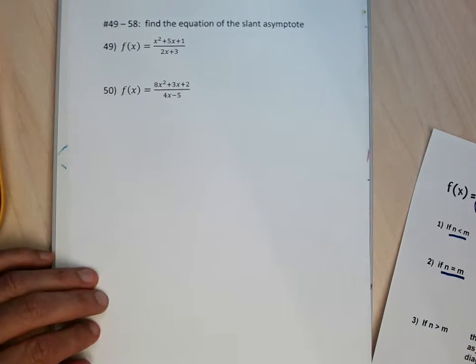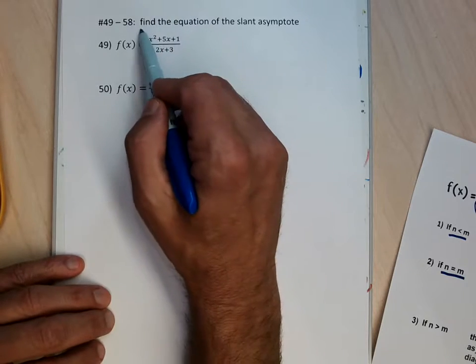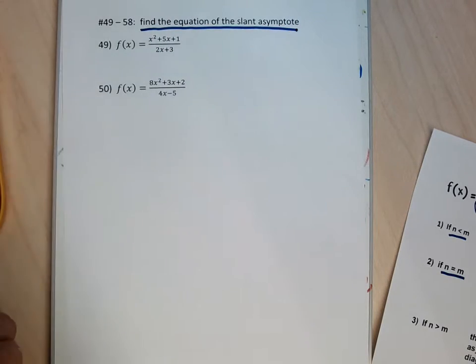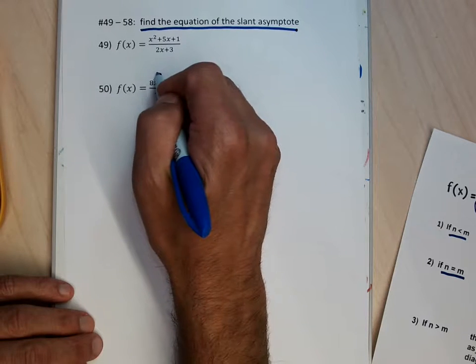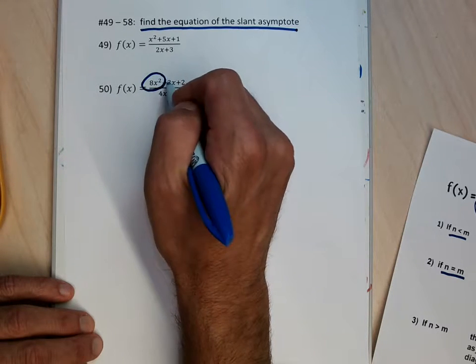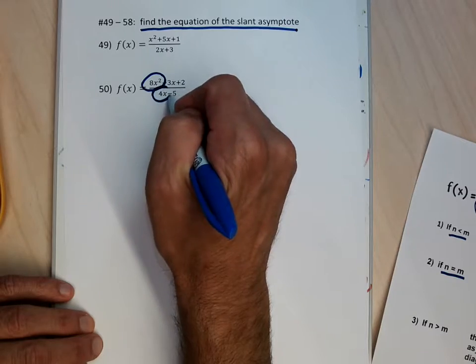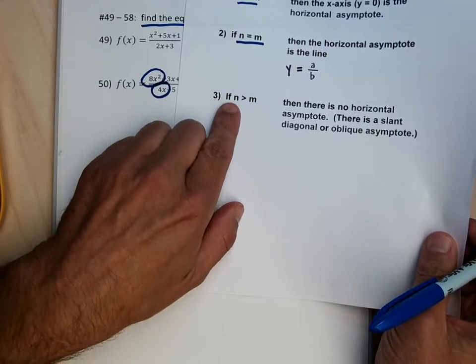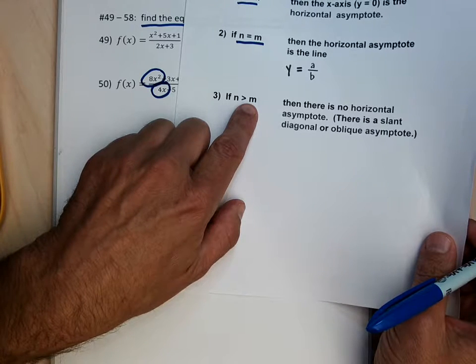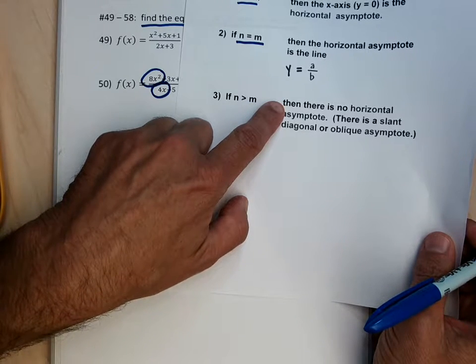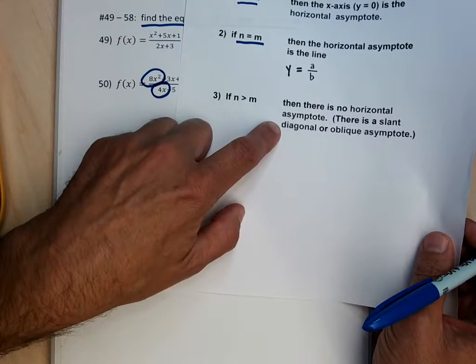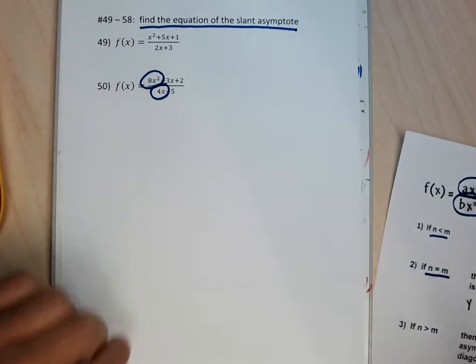The last group of problems between 49 and 58 said find the equation of the slant asymptote. In each of the problems between 49 and 58, if you examine the highest power term in the numerator and the highest power term in the denominator, the numerator's exponent is going to be bigger than the denominator's exponent. In this case, there's no horizontal asymptote. I get a slant asymptote.